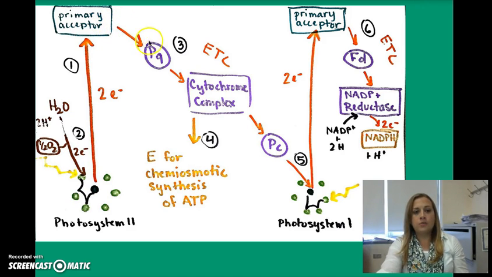Then you've got energy moving through this electron transport chain, so this is step 3. Step 4, here you are making some ATP, so you've got energy for the chemiosmotic synthesis of ATP. ATP production is happening here.